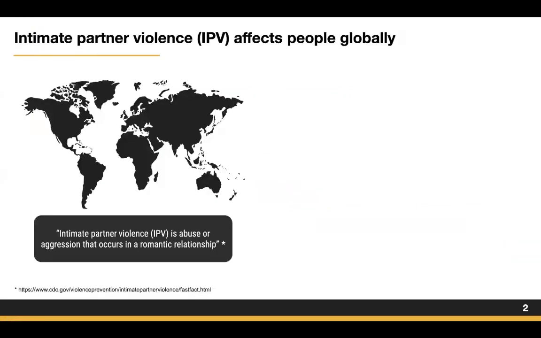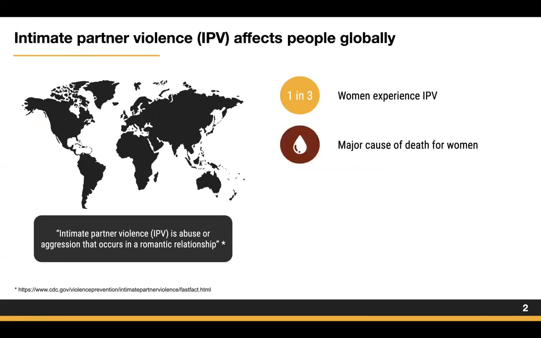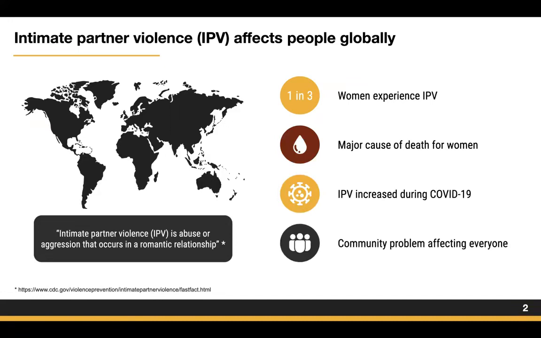Intimate partner violence, or IPV in short, is any form of abuse by a former or current intimate partner such as wife, husband, spouse, boyfriend, or girlfriend. IPV is a serious issue that affects people everywhere around the world. In fact, one among every three women experience IPV globally. And IPV is actually a major cause of death for women. Unfortunately, the numbers have increased significantly during the pandemic because of stay-at-home orders. Note that IPV is an issue that affects all people regardless of their age, language, race, and gender.